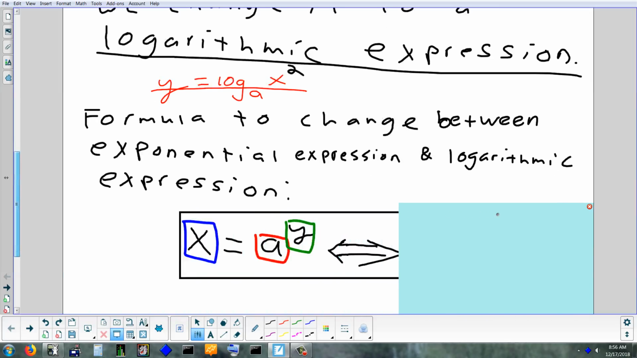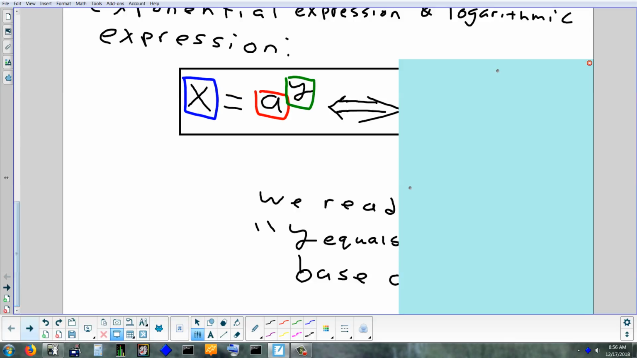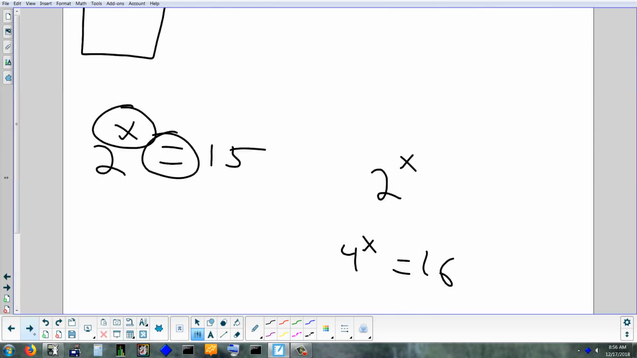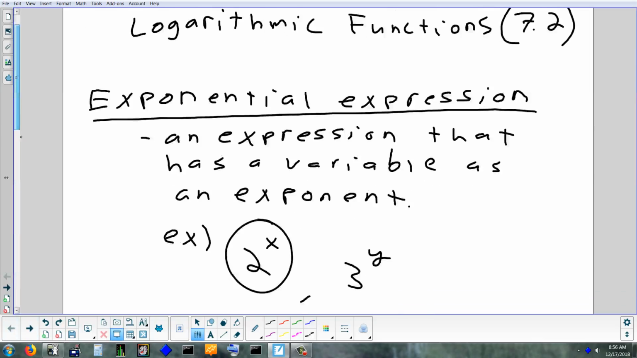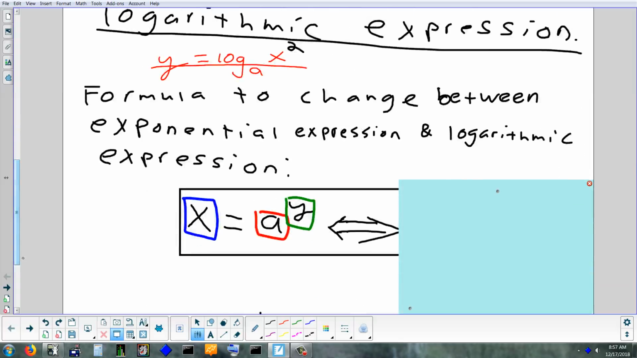Okay, so let's start with an exponential expression on the left. So I have x equals a to the y. If this was a problem you were going to solve, some of those would have to be numbers, like something like this. x equals a to the y. I filled in some of the numbers here. But that's just a generic one. No numbers in that exponential expression at all.